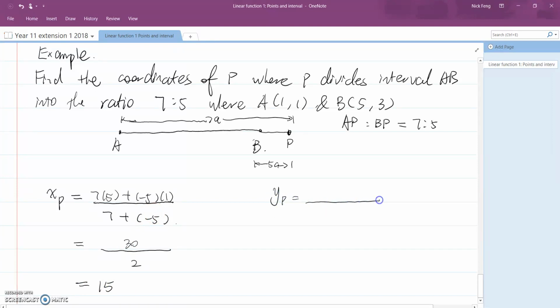On the other hand, same thing, 7 plus negative 5. Then we would have 7 plus negative 5, and swap the order, 3 and 1.